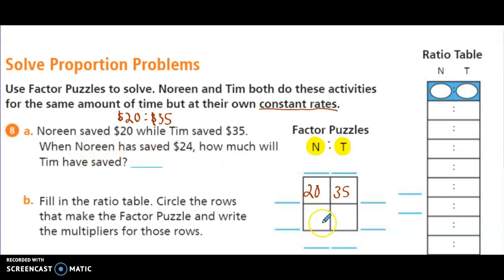Then the question, I go back and read it again. They're going to give me one of these two bottom numbers, one of these two column headings. When Noreen has $24, how much will Tim have saved? So 24 is going to go underneath Noreen's heading, and Tim is the unknown. That's the question we're trying to solve.